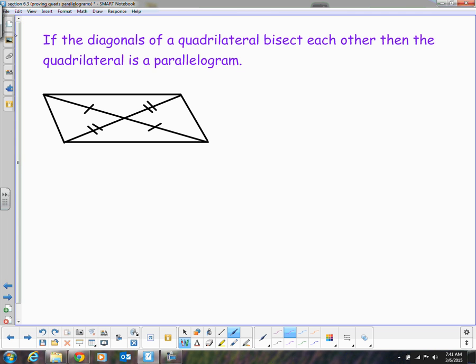All right, number 4. If you know that both pairs of diagonals bisect each other, so this is the converse of another one, then the quadrilateral is a parallelogram. So we see that that is congruent to that, that is congruent to that, that makes it a parallelogram. Now we've got one more, and it's not a converse of what you've already written.